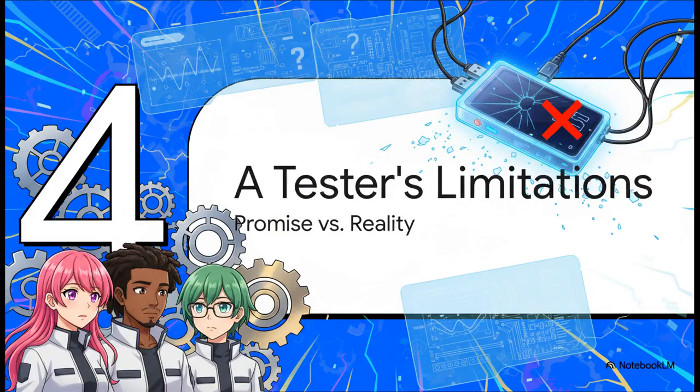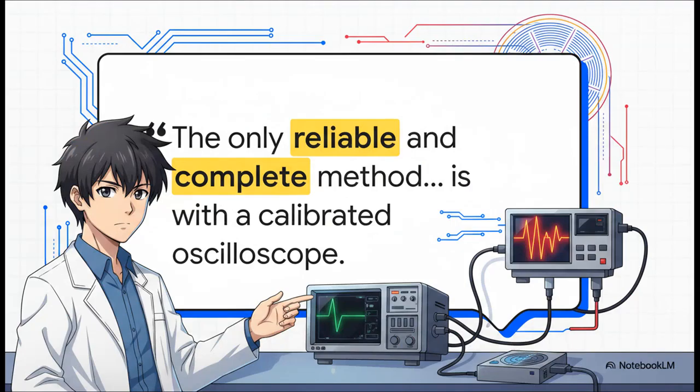But this brings us to a really crucial reality check. We need to talk about the limitations of this handy little tool, the promise versus the reality. As computer technician Dan Dewick puts it, when you need a truly reliable and complete diagnosis, the only way to go is with a calibrated oscilloscope. That is the undisputed gold standard for this kind of testing. The USB Ripple Tester is a fantastic starting point, but it is not the final word.